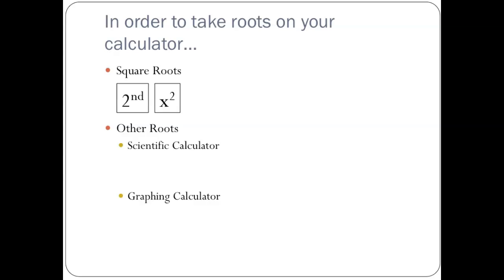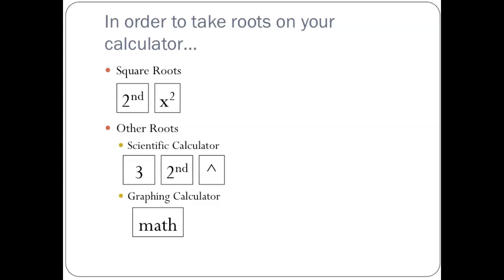Now for a scientific calculator, generally if you type in 3 for cube root, second, and then the button that has the little caret symbol, then it will bring you to the cube root of, and you can type in whatever you're taking the cube root of after that. For a graphing calculator, generally you would use the math button and then either go down to 4 or 5.